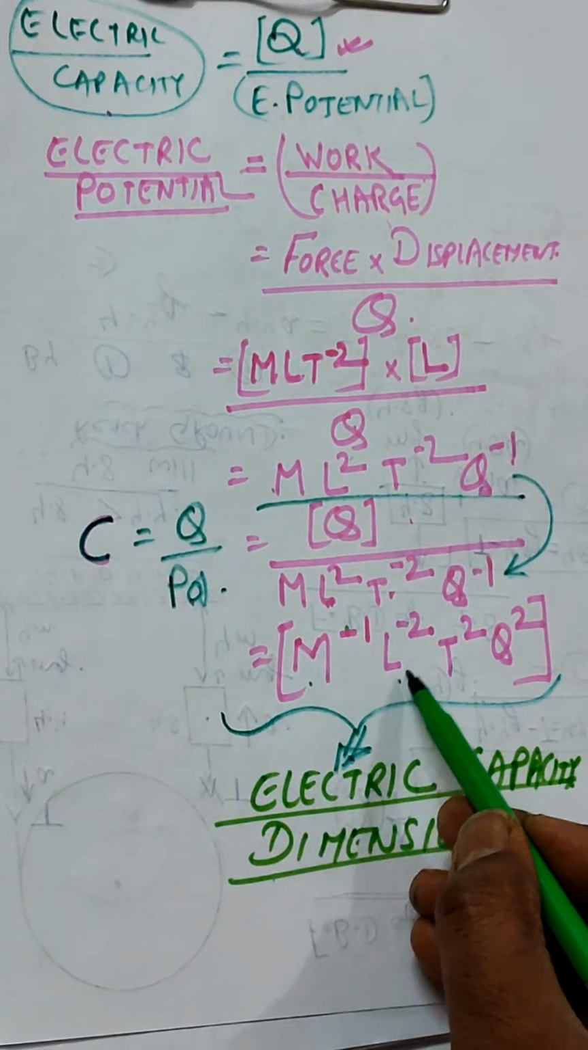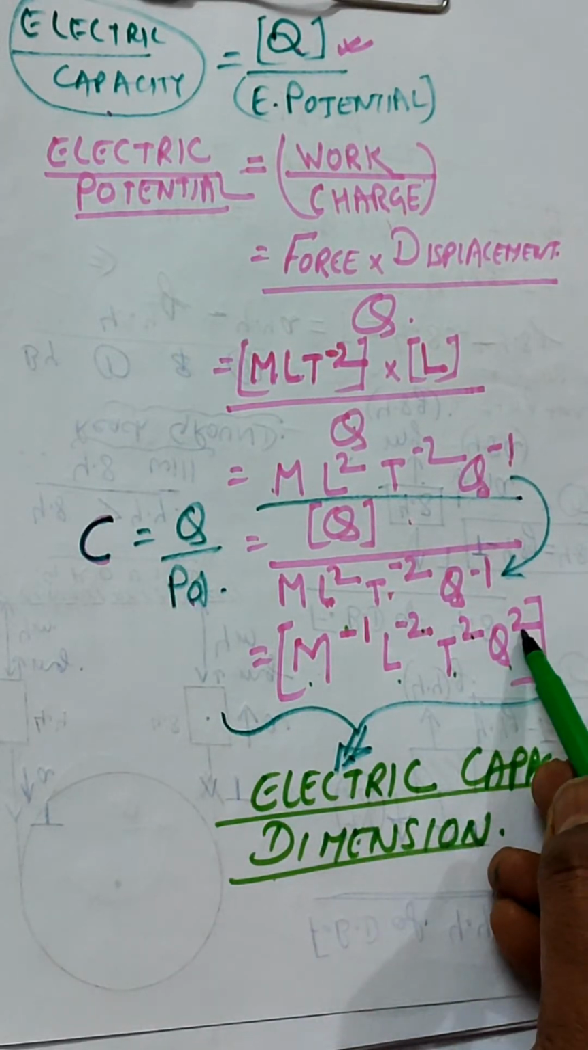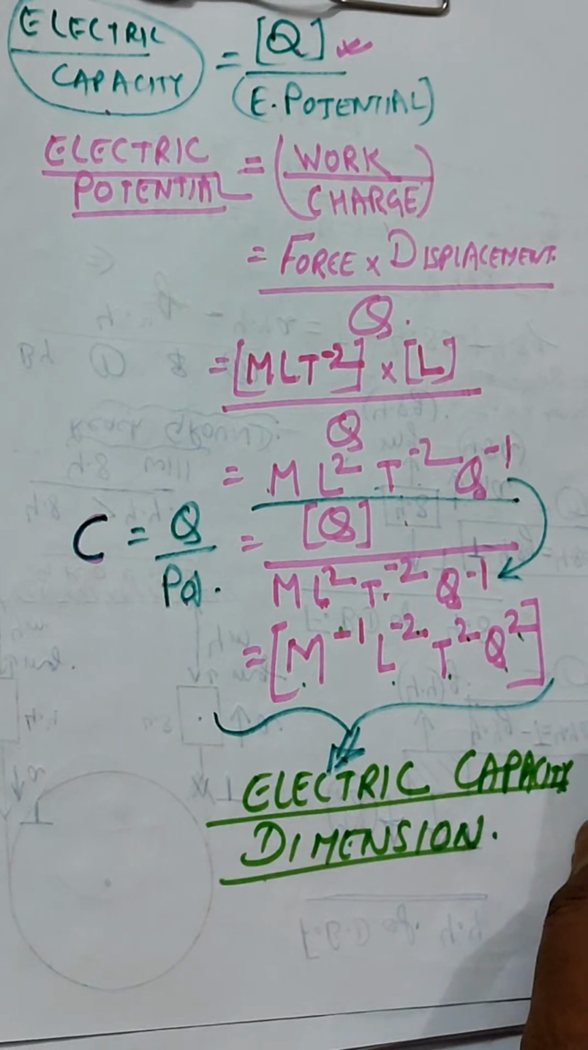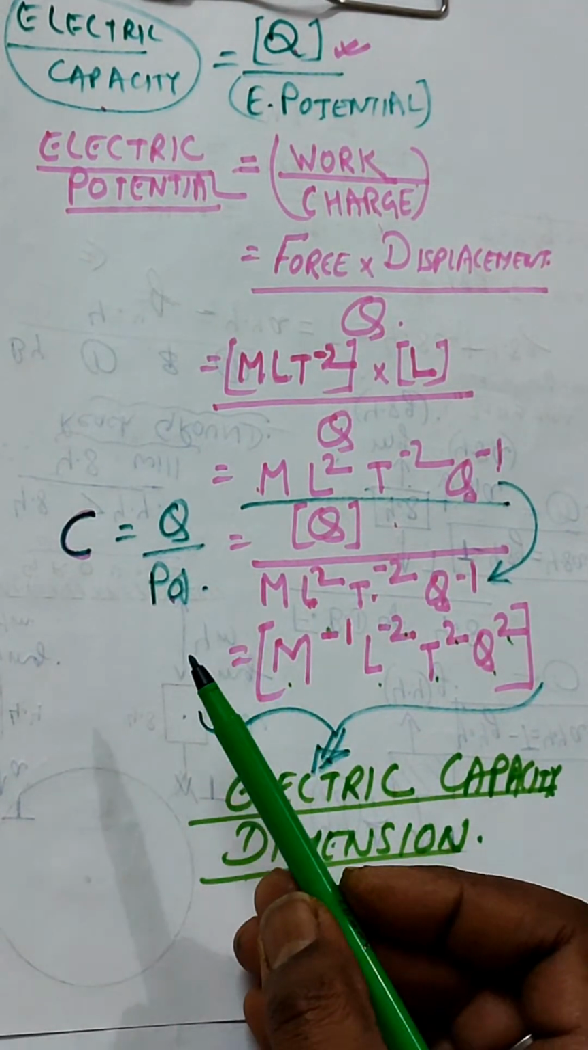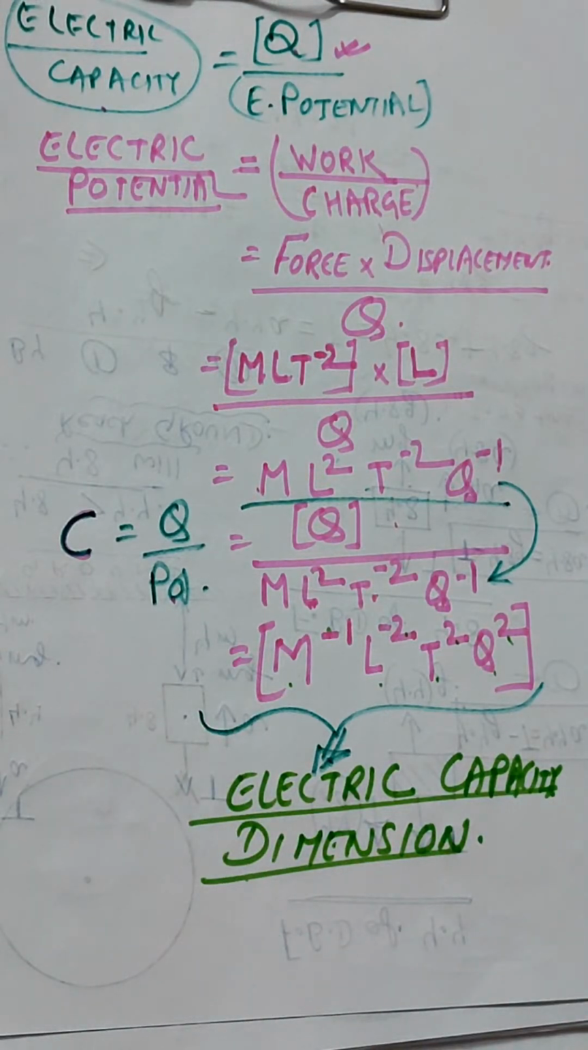M⁻¹L⁻²T²Q². So whenever you are seeing any dimensions, just go to the definition of that particular physical quantity. You just remember the unit of that. When you are remembering that, then you can easily calculate the dimension of that.